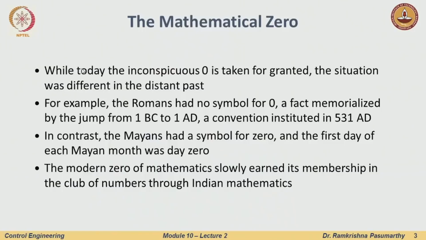So here I just start with some basic things. What is a mathematical zero? If we go back to history a little, there was no symbol for zero. If you remember the Roman numerals we learned in school, there was no concept of zero there. You had X, V, L, and C. I don't even know why we are forced to learn those things, even though we had a much better number system. A few other civilizations had some kind of symbol for zero, and the first day of each Mayan month was zero.